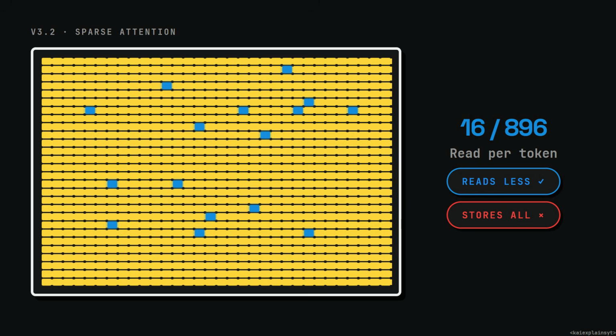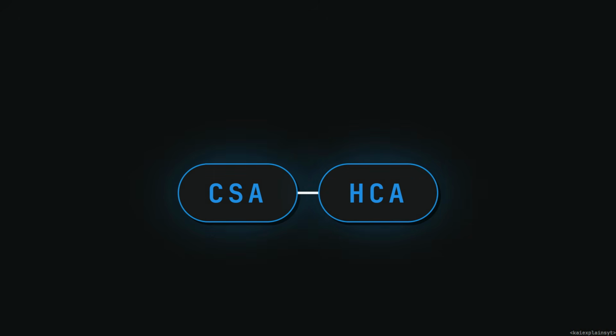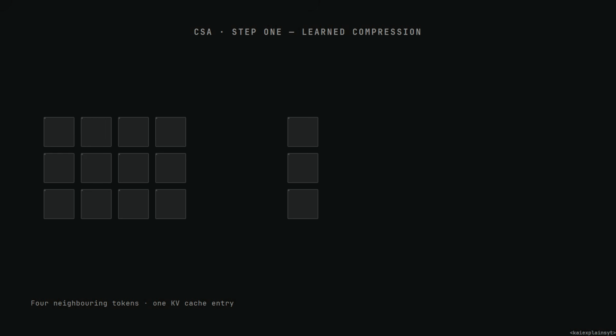V4 introduced 2 new attention mechanisms, compressed sparse attention, or CSA, and heavily compressed attention, or HCA. Once you have both of them, the pricing stops looking strange. The core insight behind CSA is that most tokens don't need a permanent entry of their own.